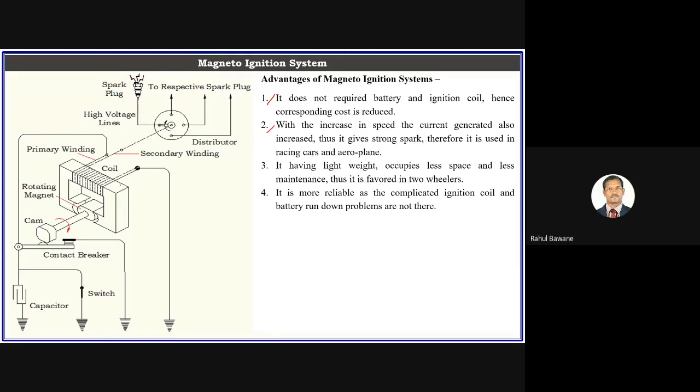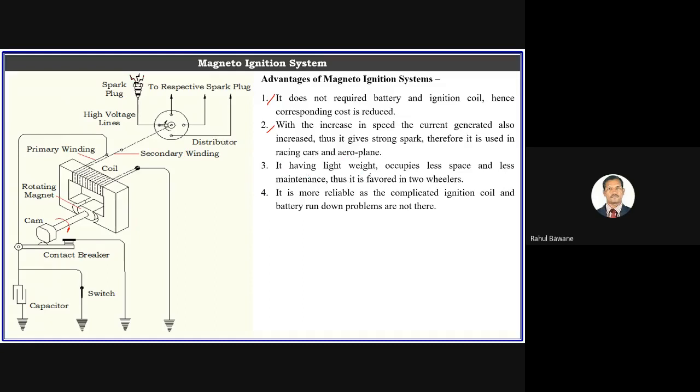So as the current is generated in the primary, a magnetic field is generated, and the rate of collapse of the magnetic field is high with a high speed of the engine. So with a high speed of the engine, it produces a high voltage to spark. So it is basically used for racing cars and aeroplanes.